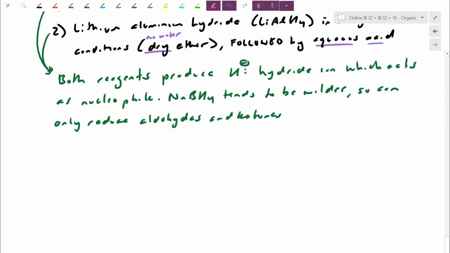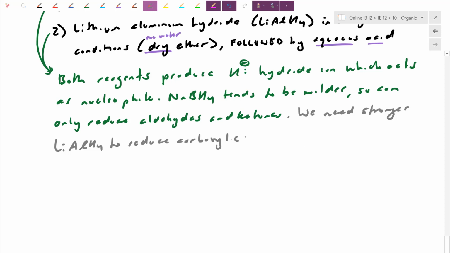So we know how to reduce aldehydes and ketones. We need the stronger lithium aluminum hydride, LiAlH4, to reduce carboxylic acids back to alcohols. Also primary, right, because it was only the primary that could fully oxidize to form there. But the emphasis there is that we cannot stop at the aldehyde phase because it's such a strong reducing agent here.